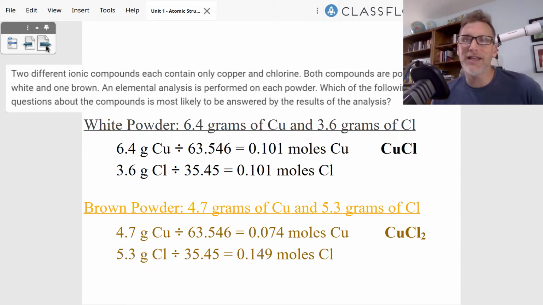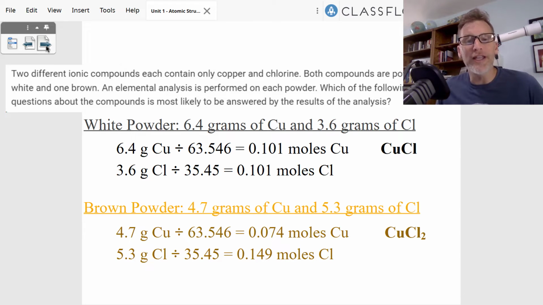You can see this is a sample problem where we have a white powder that contains 6.4 grams of copper, 3.6 grams of chlorine. A brown powder has 4.7 grams of copper and 5.3 grams of chlorine. What do you do if you have grams? Divide by the molar mass. So you take the 6.4 grams of copper and divide by copper's molar mass. Same thing with the 4.7 grams. Then you take the grams of the chlorine and divide by chlorine's molar mass. And that gives you the number of moles.